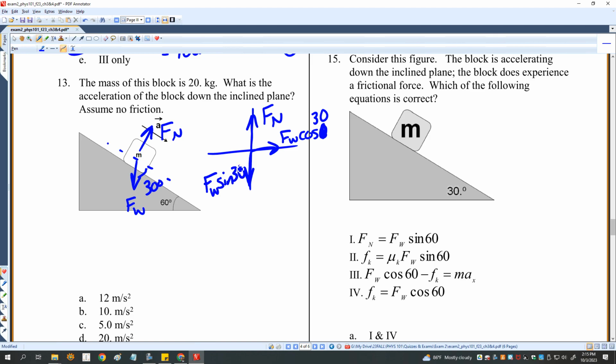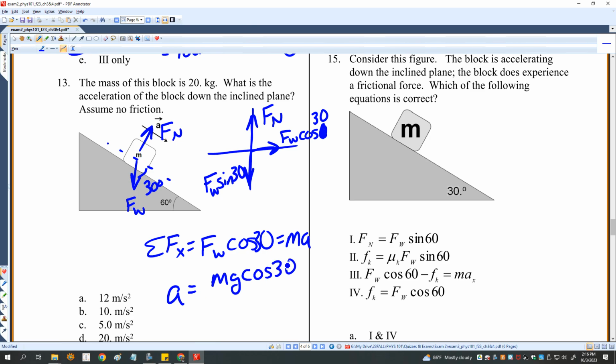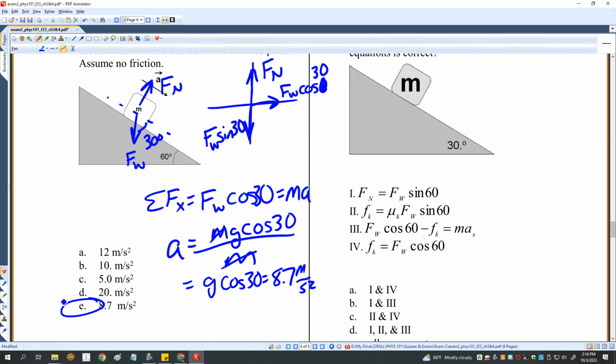All right. About the simplest inclined plane problem that we can have to find the acceleration, let's say the sum of the forces in the x direction. That's Fw cosine 30. That's the only force in the x direction, equal to mass times acceleration. So the acceleration is equal to mg cosine 30 over m. Those m's cancel, and I'm just left with g cosine of 30, which is equal to 8.7 meters per second squared, E.